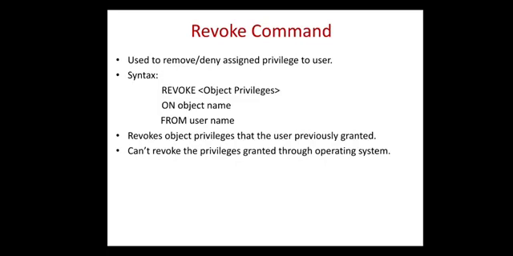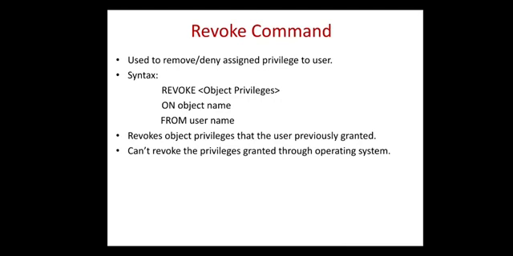Second example is give the user ABC permission to only view and modify the records in table student. Here the user is ABC. Then the object privileges are only view and modify. View means select and modify means update. And the table name is student. Now we have written grant select, update because we have specific privileges, that is view and modify, on table student to ABC.